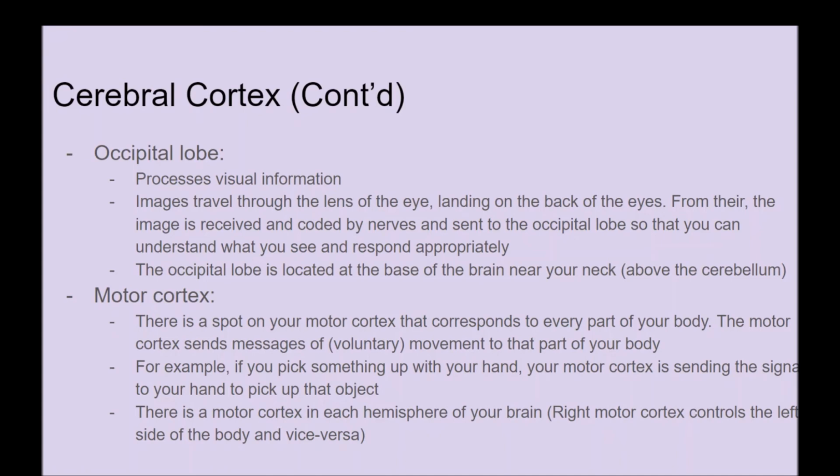So for example, if you pick something up with your hand, your motor cortex is sending the signal to your hand to pick up that object. There is a motor cortex in each hemisphere of your brain, so your right motor cortex controls the left side of your body and vice versa.